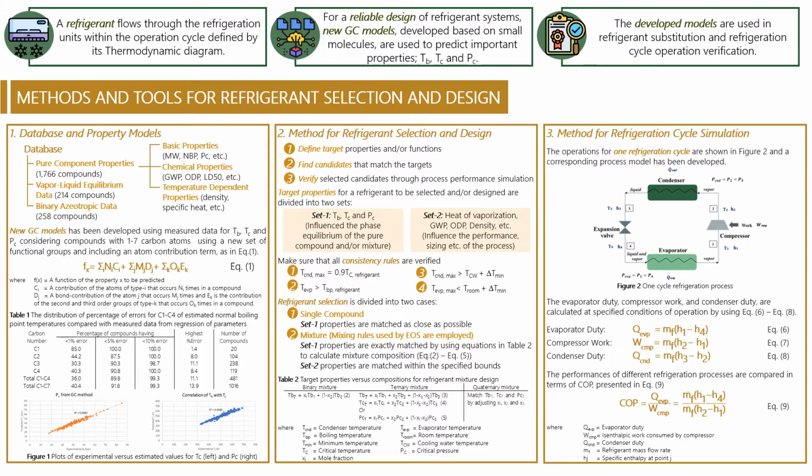Finally, the method for refrigerant cycle simulation. The operations for one refrigeration cycle are shown in figure 2, and a corresponding process model has been developed as presented in equation 6 to equation 8. Also, the performance of different refrigeration processes is compared in terms of COP, presented in equation 9.